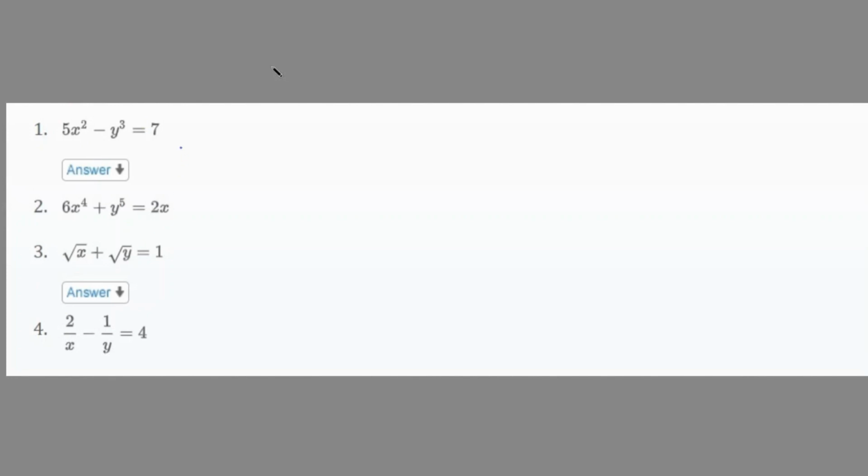And for all these, we're finding the derivative in terms of x using implicit differentiation. So for number 1, we have 5x squared minus y cubed equals 7. So we're going to write it out using derivatives. So if you write it out, we get 10x, the derivative of the first thing, and then y cubed, the derivative of that is 3y squared dy dx, equals 7, the derivative of that is just 0.